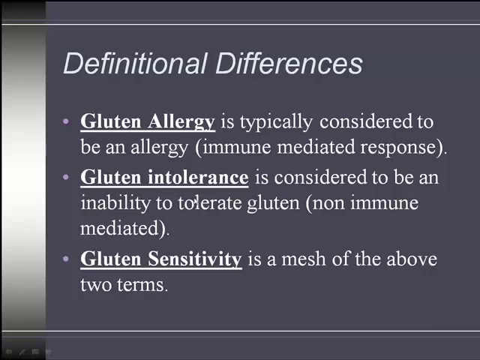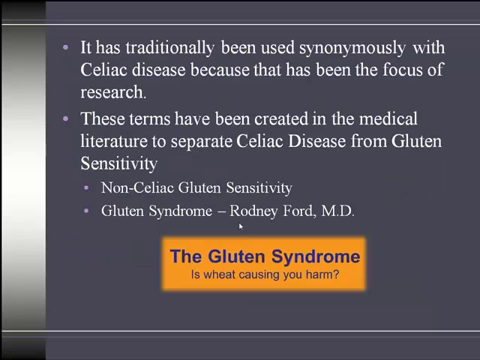Now, gluten intolerance is considered to be an inability to tolerate gluten. So the difference between these two terms is that one is your immune system reacts, and the other, your body just doesn't like it, can't digest it, can't tolerate it. And then you also have the term gluten sensitivity, and gluten sensitivity is kind of a mesh of the above two terms. It's an intolerance, it's an allergy. Nobody really has specifically laid out the strict, rigid definition for what it actually means.